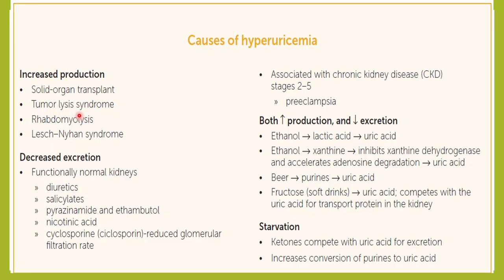Increased production, how can it happen? Because of increased cell turnover. Cells are lysed. There is tumor lysis, rhabdomyolysis, hemolysis, leukemia, when there are lots and lots of cells getting turned over. So increased production of these purines is taking place, and the end product of this purine metabolism is uric acid. So production ही ज़्यादा है. So that is one cause.